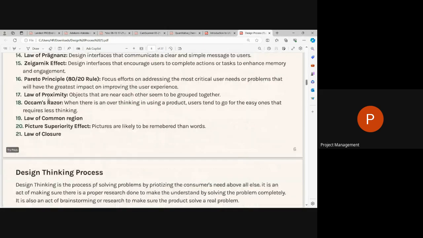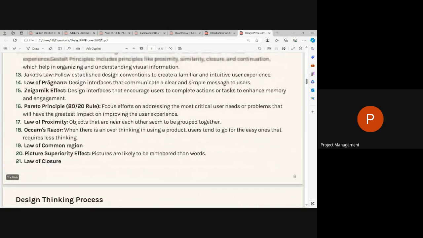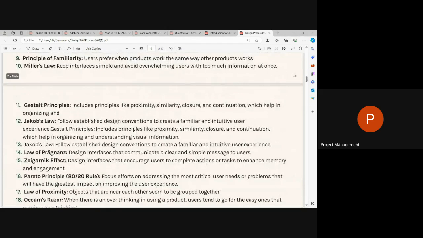Next week we're going to talk on the design thinking process. Next week we are also going to start working on Figma. That is all for today's class.